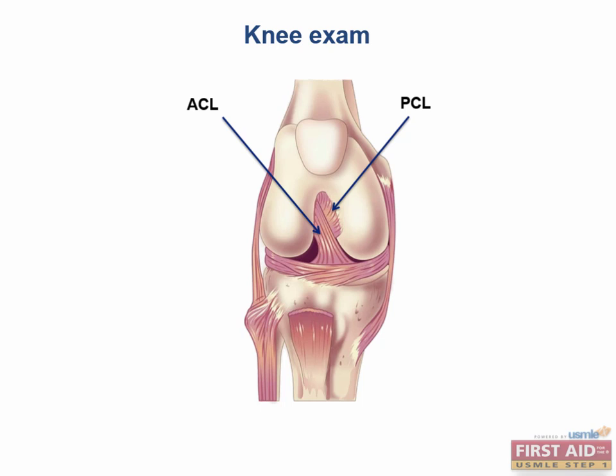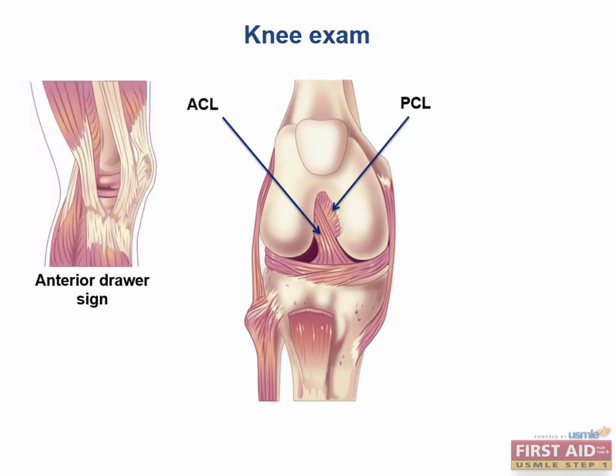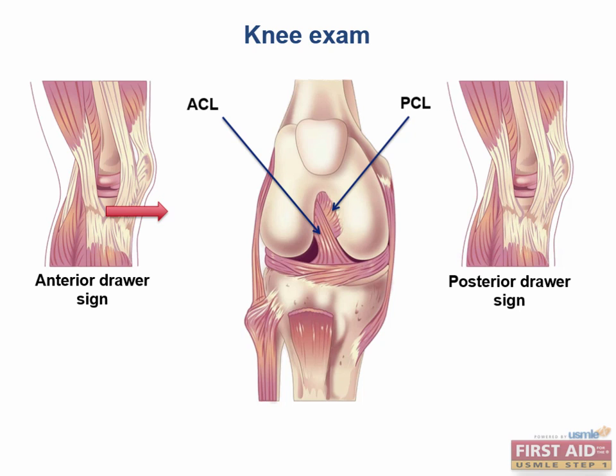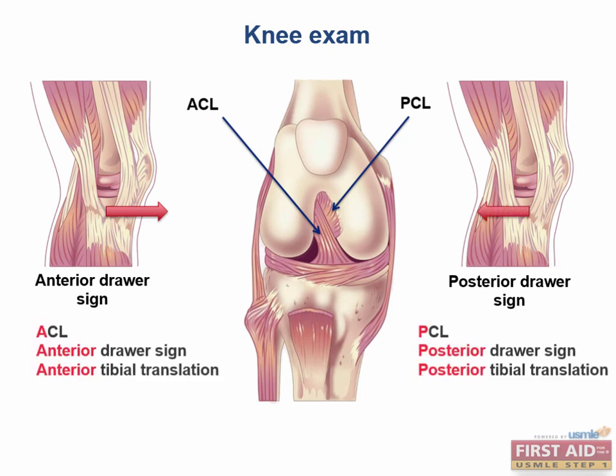How would you test these ligaments? Using the anterior and posterior drawer signs. In the anterior drawer sign, if the ACL is out, the tibia moves freely in what direction? Anteriorly. Conversely, in the posterior drawer sign, you're testing the PCL. Which direction will the tibia slide? Posteriorly. Remember this. ACL goes with a positive anterior drawer sign and anterior translation of the tibia, and the PCL is just the opposite.